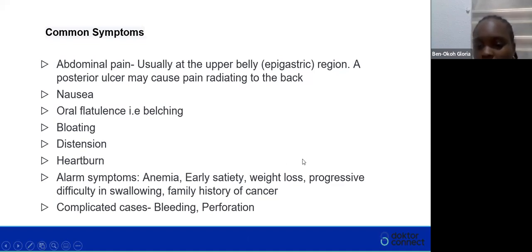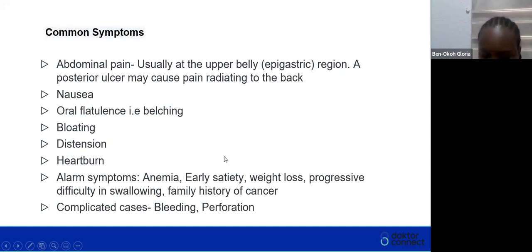And then once it becomes cancer, some of the symptoms you might find are that the individual may be losing weight, may have difficulty in swallowing, or even pain on swallowing. And for people who already have someone in their family with stomach cancer, if they have any of these alarm symptoms, they want to take it very, very seriously.